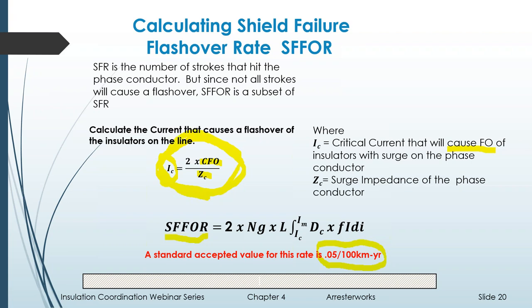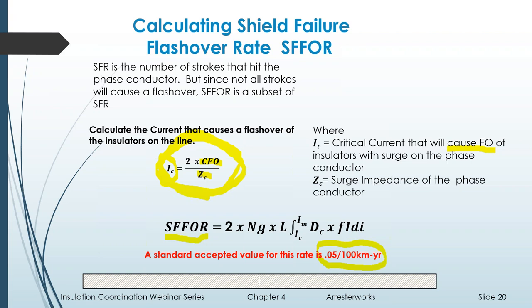And you can take almost any line out there. It doesn't matter what it is. Any line out there, and you can get a rough idea of I sub C based on this formula right here. At least you're going to be within 30-40% of I sub C.